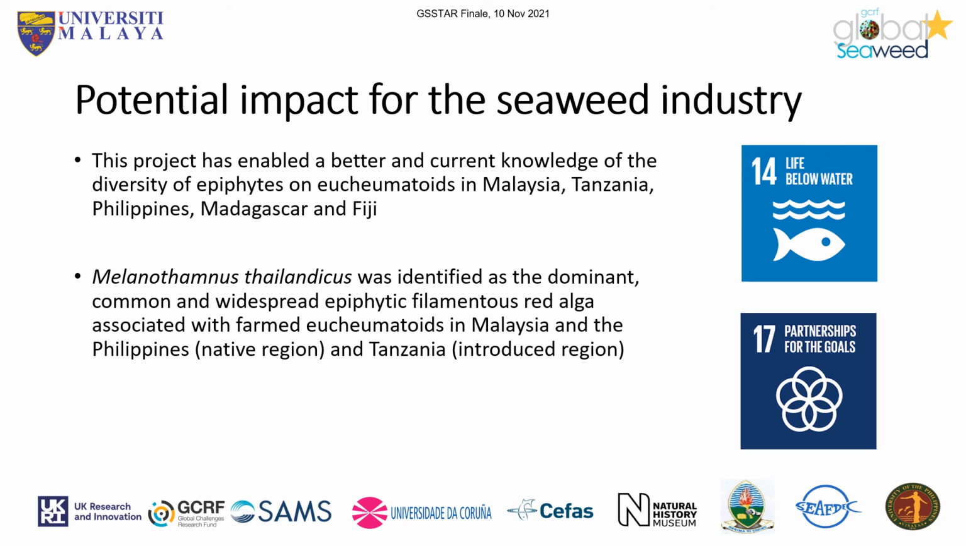This project has enabled a better and current knowledge of the diversity of epiphytes on eucheumatoids in Malaysia, Tanzania, the Philippines, Madagascar, and Fiji. And this effort is not possible without the close collaboration with our local partners. Apart from that, we also identified Melanothamnus thailandicus as the dominant, common, and most widespread epiphyte associated with farmed eucheumatoids in Malaysia and the Philippines, which are the native region where eucheumatoids are farmed, and also in Tanzania, where eucheumatoids are introduced for cultivation.